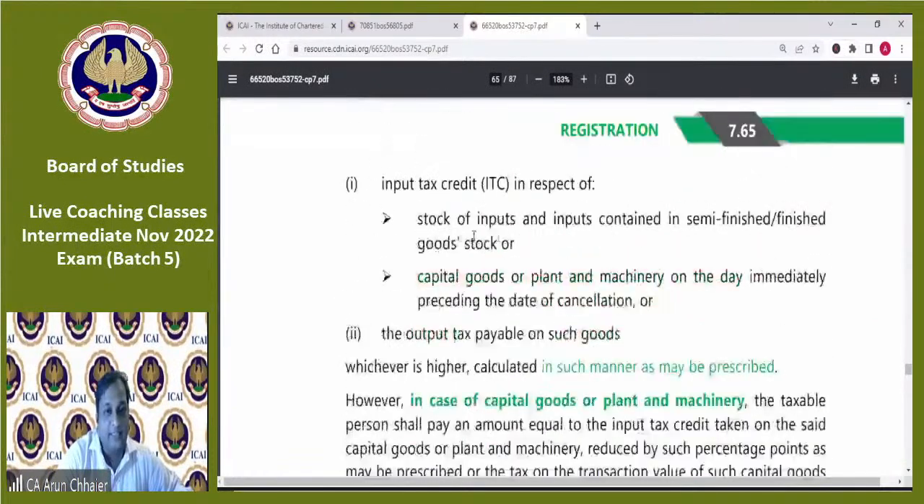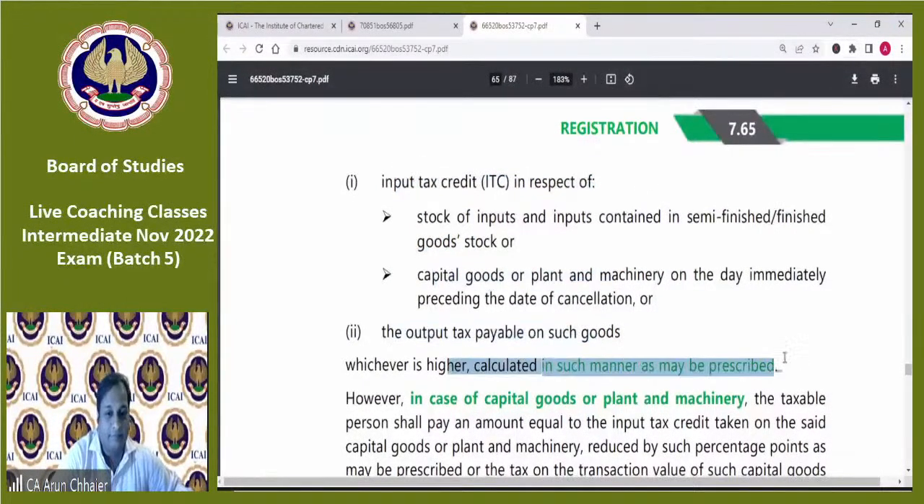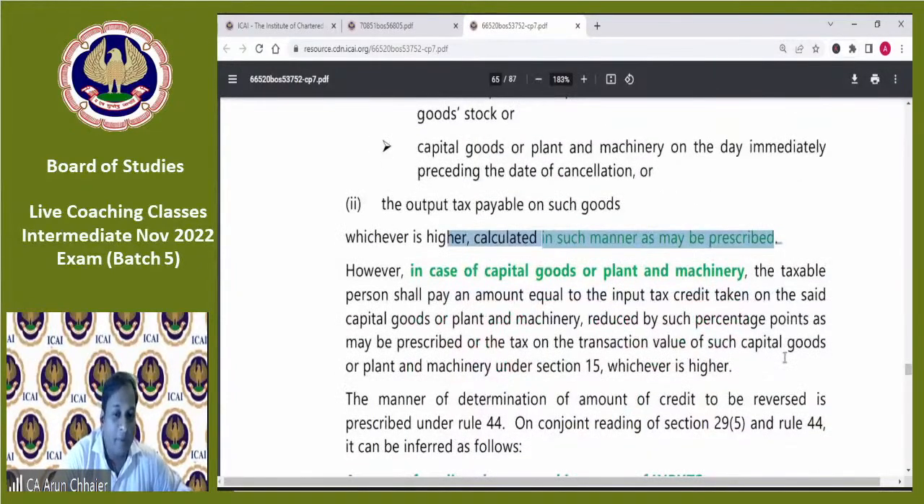Correct. See, stock of the input and input contained in semi-finished, finished goods, ITC in respect of capital goods or output tax payable, whichever is higher, calculated in such manner as may be prescribed. It means they are talking about Rule 44.